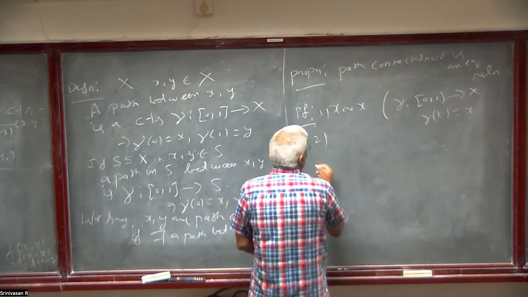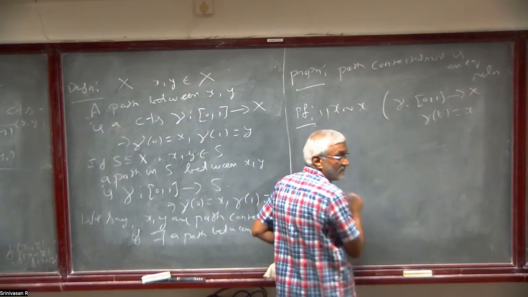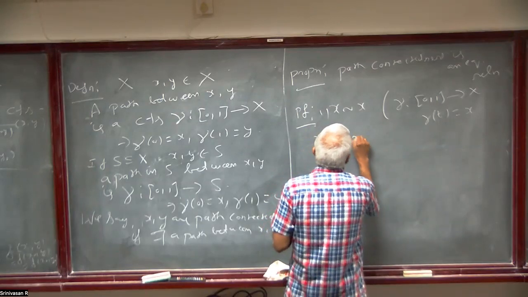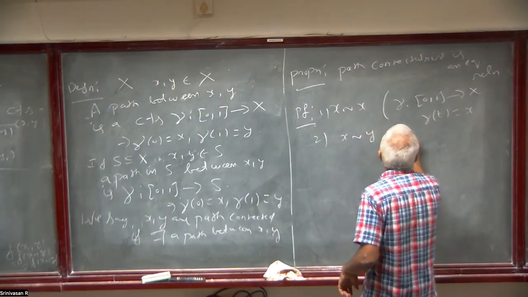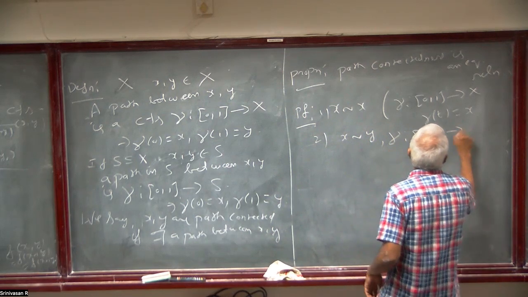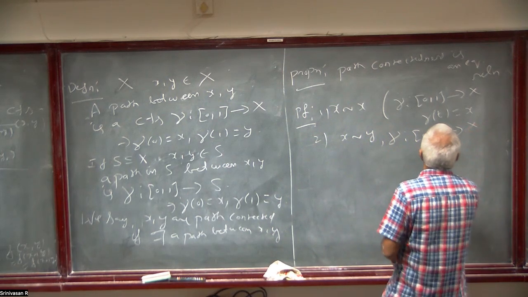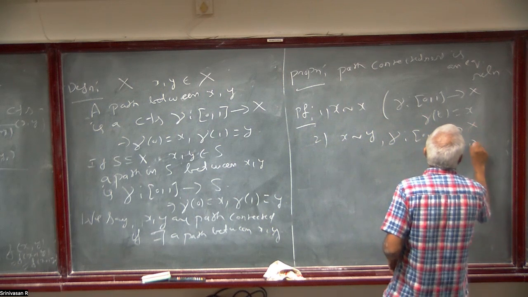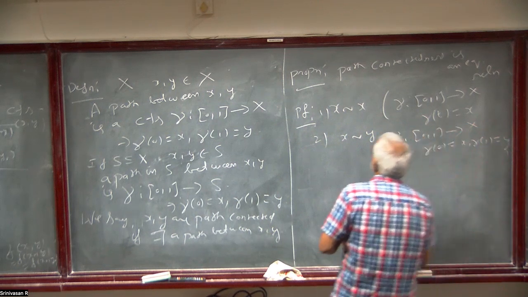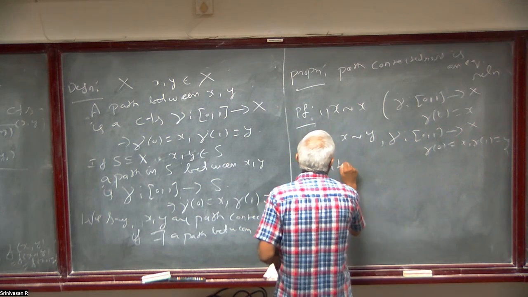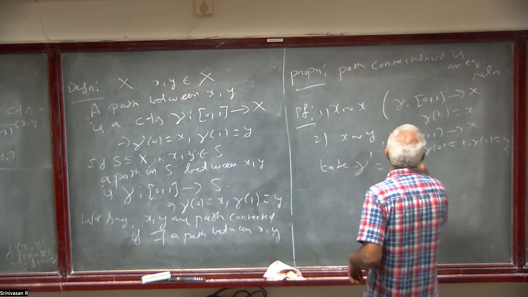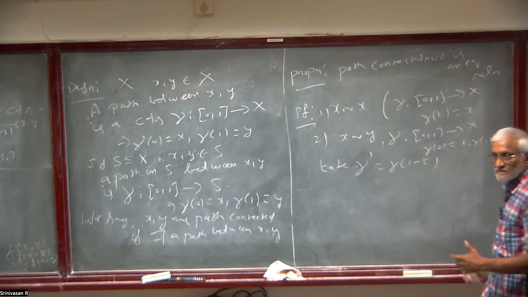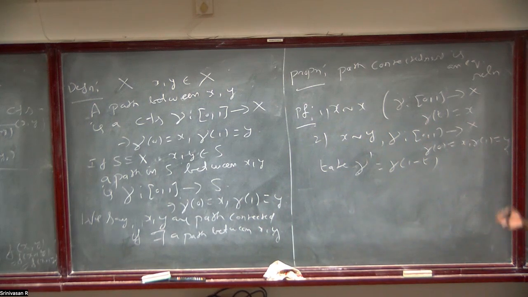The reflexivity is clear. Now if X is path connected to Y, that is, there exists a gamma from [0,1] to X with gamma of 0 equal to X and gamma of 1 equal to Y, then you take gamma prime to be gamma of 1 minus t. That will give you a path between Y and X.